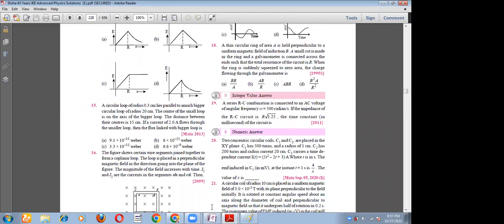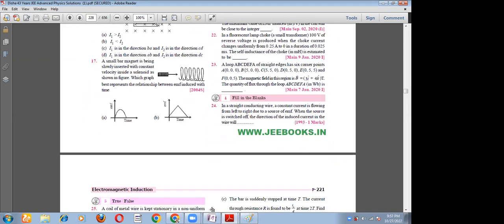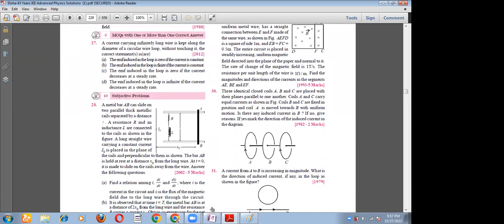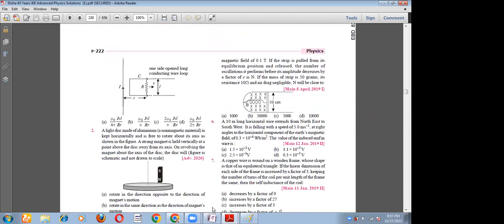This was question 31. I think both of you have the same in the direction of current. All right.